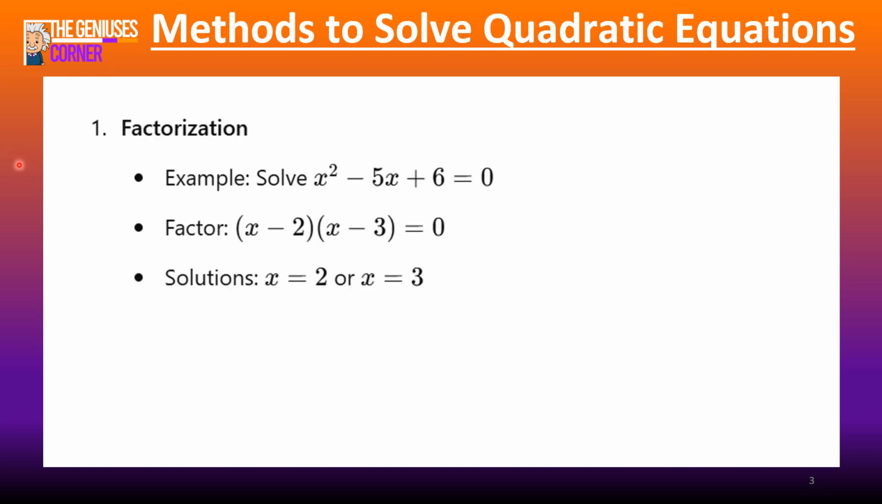So we have two methods for solving quadratic equations. The first method is factorization. With factorization, the goal is to get two brackets where we can equate each one to equal 0, and then we can solve them to find two x values. So then we just solve for x and find two values.